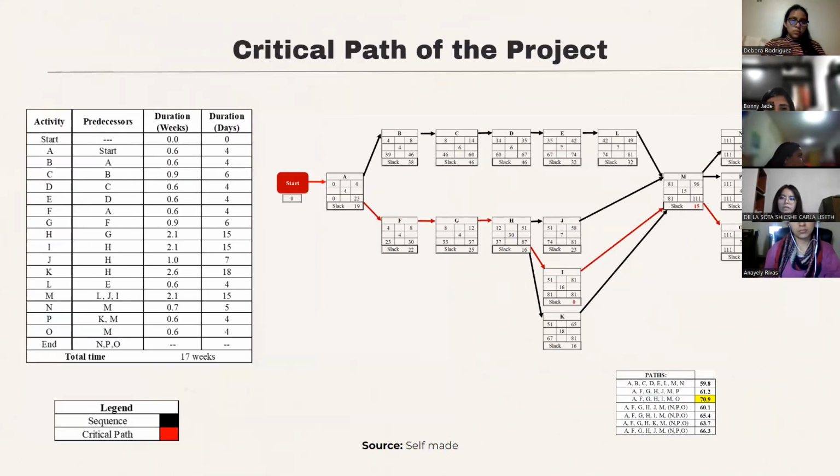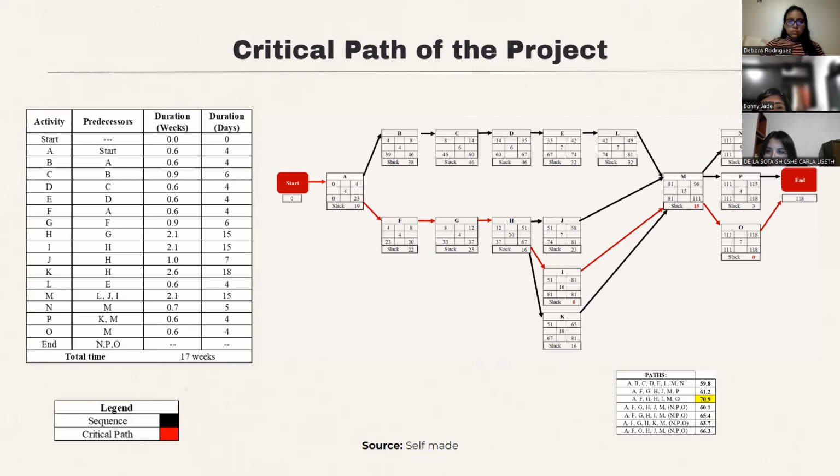Here we have the critical path of the project. We have made a list of each activity, and we have put a letter on each activity, from the start to the end: A, B, C, D to the O. We also have the predecessors. We also have the durations in weeks and in days.